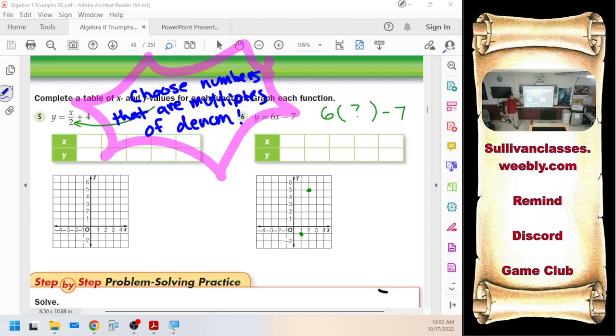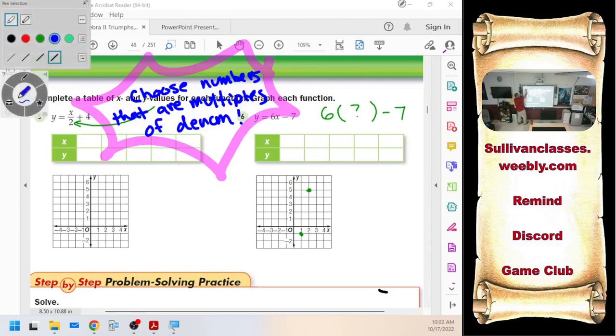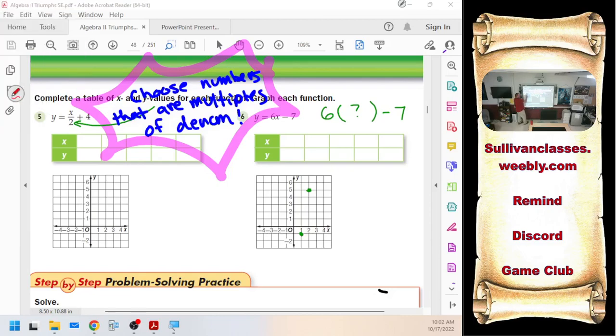So if I've got x over 2, I don't want to choose 5, because 5 is not divisible by 2. I can't count by 2s to get to 5. What we instead did was we picked any numbers we could that were divisible by 2. So you'd be like -8, -6, -4, -2, 0, 2, 4, 6, 8. Those are numbers that are divisible by 2. So when I dump them in for x, I'll divide them by 2. It'll come out nice. No fractions.